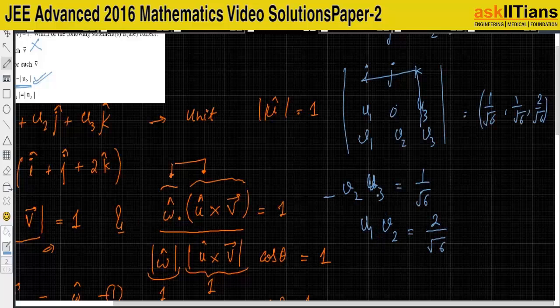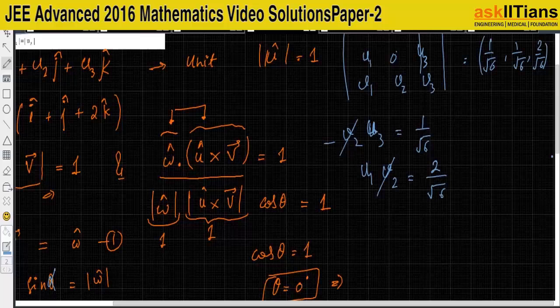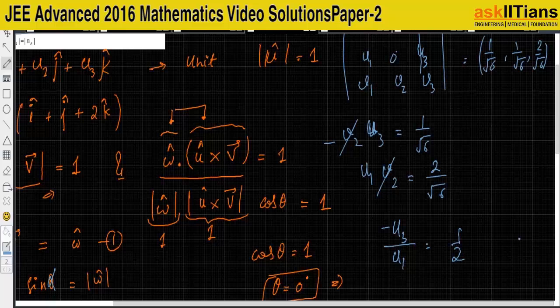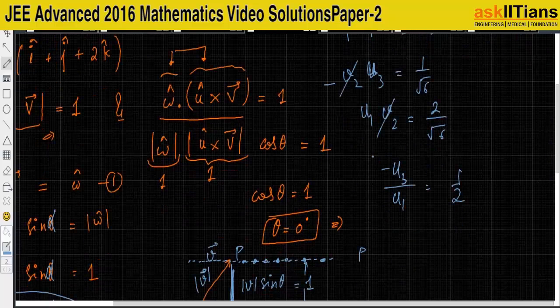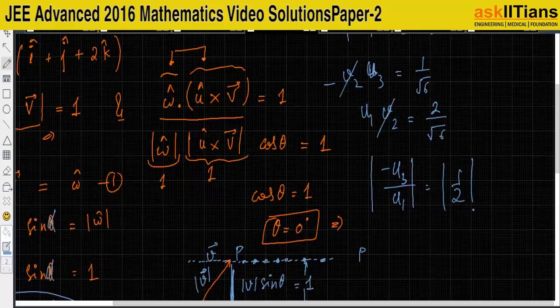Here this is V2, right, minus V2 into U3. Yeah, so V2 will get cancelled. So if I divide this by 2, I'll get U3 minus U3 divided by U1 equal to 1 by 2. So if I apply mod on both sides, I'll get 2 times mod U3 equal to mod of U1.